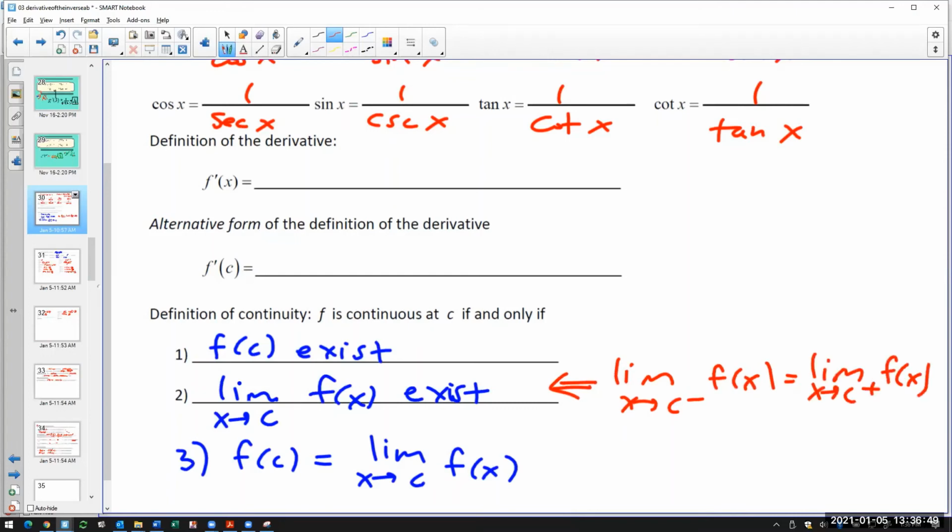Do you remember a long time ago we talked about when you have a limit? You have a limit when you're coming from both sides. Do you remember that? And you get the same y value. So the red part right here, sometimes you'll see this instead of this blue, but they mean exactly the same thing. Let's do another one.